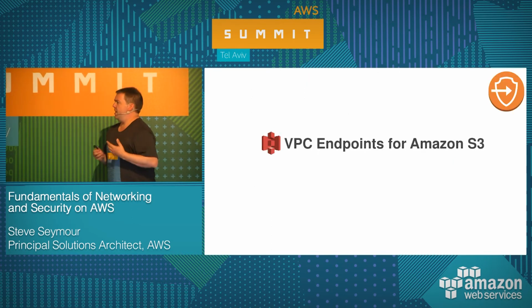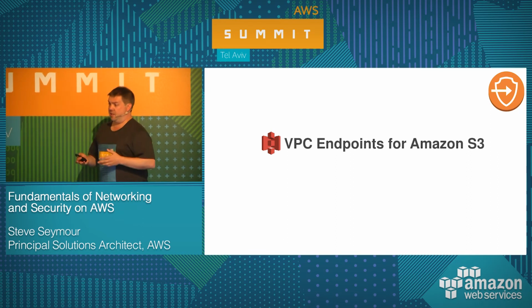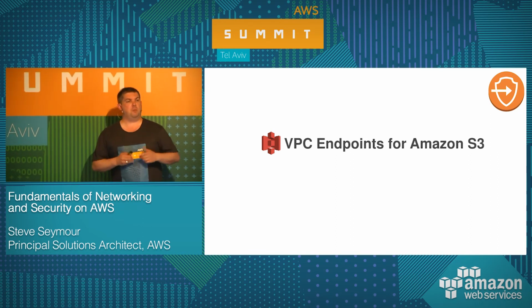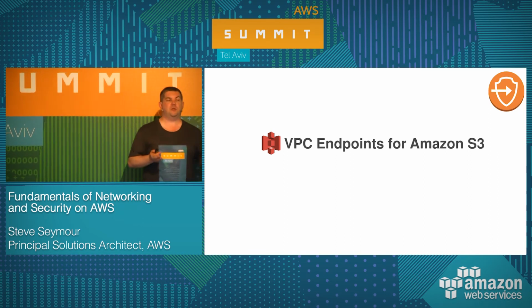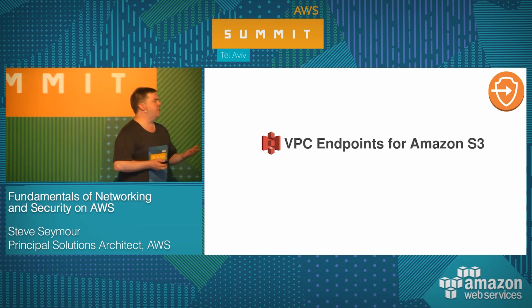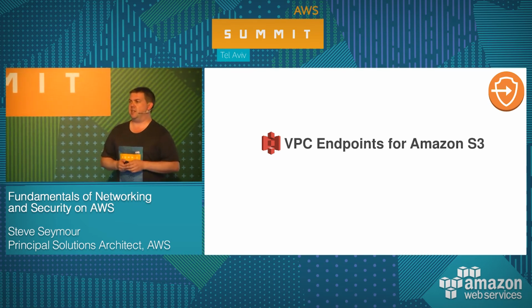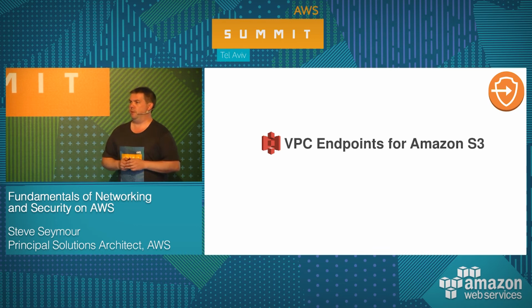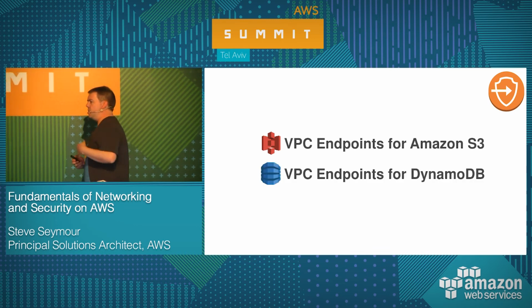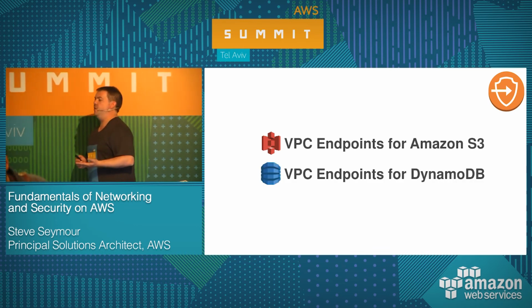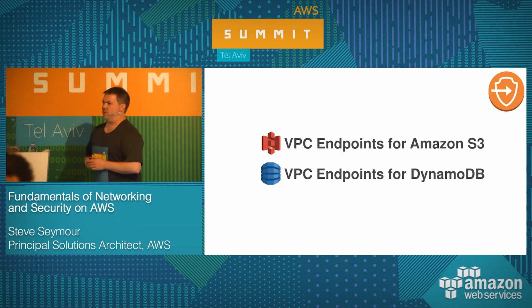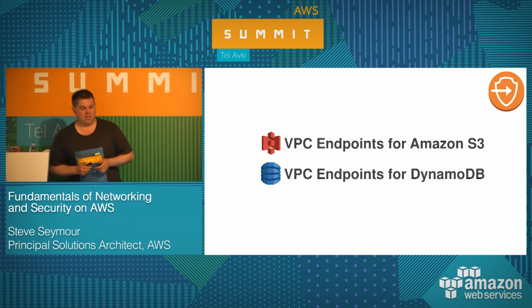Now, what if we want to access S3? S3 doesn't exist inside our VPC. It exists on public IP addresses. You normally access S3 over the internet. But if you're inside a VPC and you don't want to have an internet gateway, how could that work? Equally, what if you wanted to access DynamoDB, again from inside your VPC, and you don't want to use an internet gateway? Well, let's take a look at that VPC.